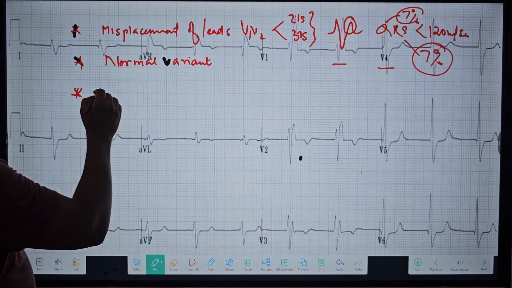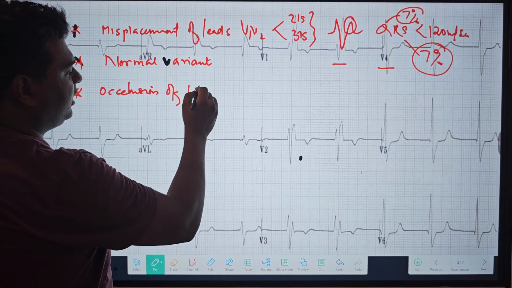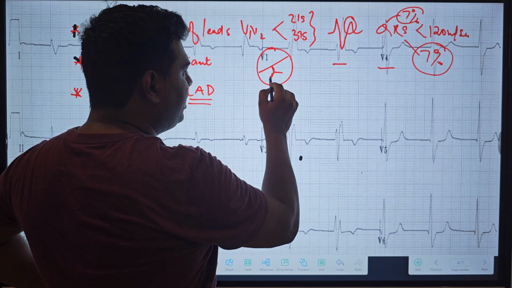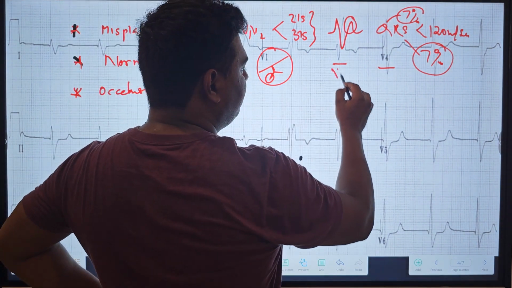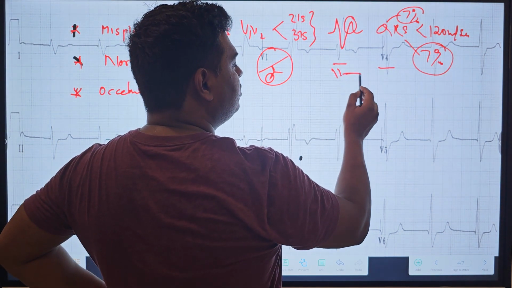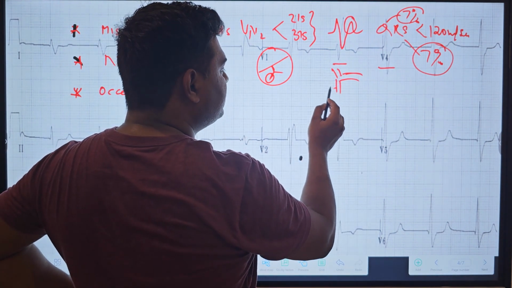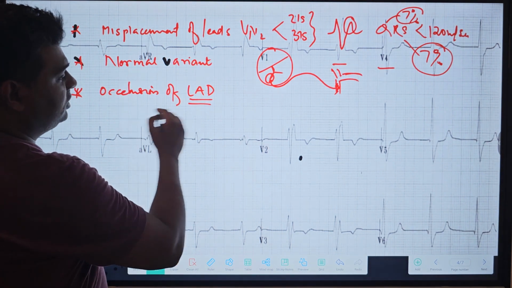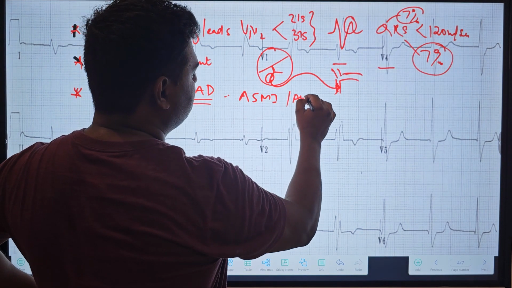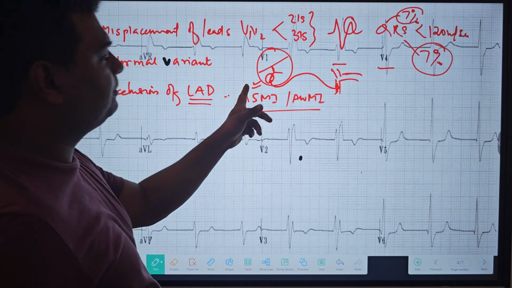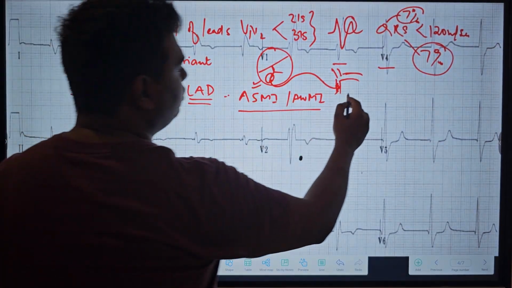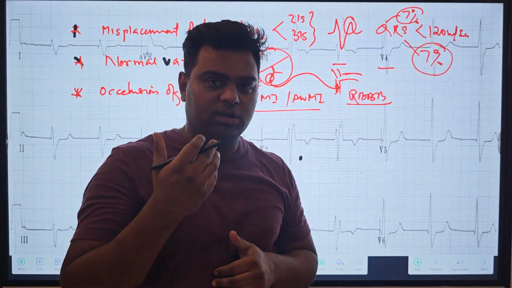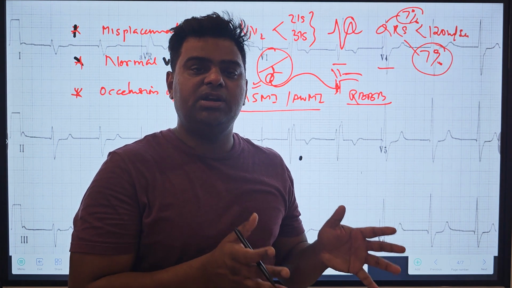Third, it can be because of occlusion of the left anterior descending artery. Why? You see, this is your heart, this is the right bundle and this is the left bundle. The right bundle's supply comes from the left. We know that we have a left coronary artery. It divides into the left circumflex artery and the left anterior descending artery. The left anterior descending artery supplies the right bundle branch. So if there is an occlusion of the left anterior descending artery, it will lead to anterior septal MI or anterior wall MI, and there will also be compromise in the blood supply of the right bundle. That will lead to right bundle branch block.